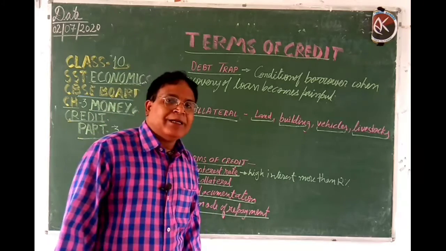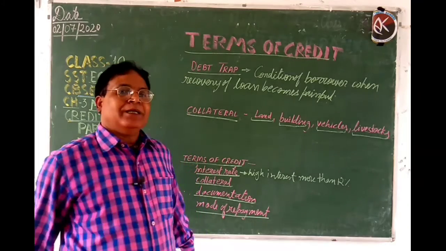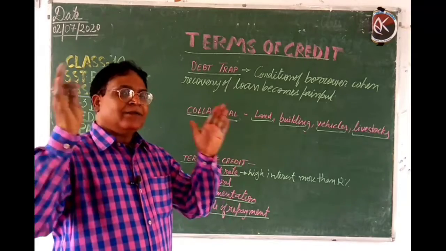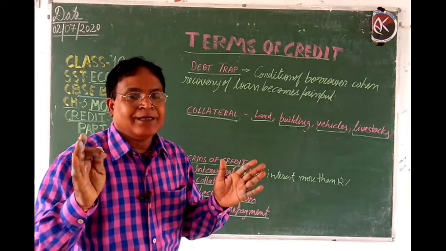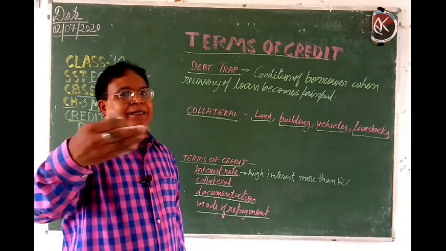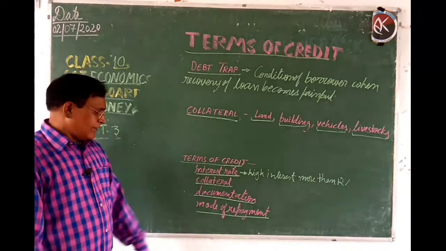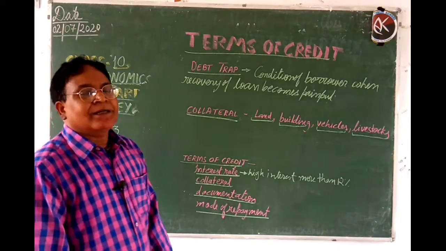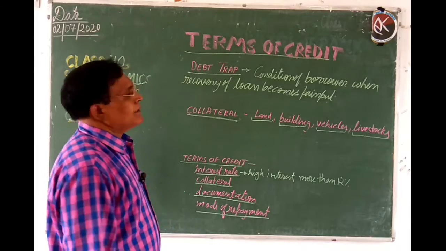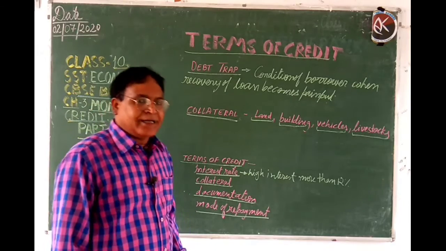Mode of repayment means whether you are going to pay the loan in a particular fixed time period or in installments, for 10 years, 5 years, whatever it is. This is called your mode of repayment. So children, these are the terms of credit.